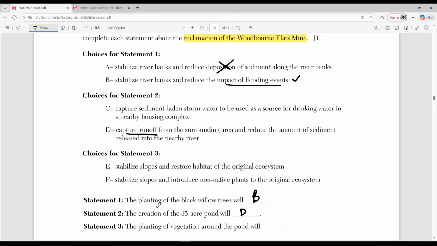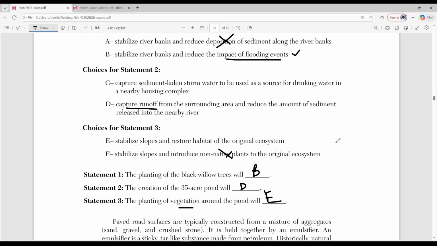And then the planting of vegetation of the pond will stabilize slopes, yes. Restore habitat, sure. Introduce non-native plants, no. It's just going to restore the habitat. There we go. That one was fine. 3 out of 10, 4 out of 10. 4 out of 10 difficulty. Lots of 4s.